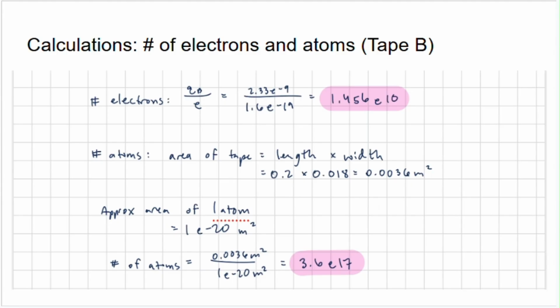Then we did the calculations for the number of electrons and atoms on tape B. For the number of electrons, we simply had to do the charge of tape B divided by the charge of one electron, and so we got 1.456 times 10 to the negative 10 electrons. Then for the number of atoms, we had to find the area of the tape, and then we divided that by the approximate area of one atom, and then we got 3.6 times 10 to the 17th atoms on the tape.